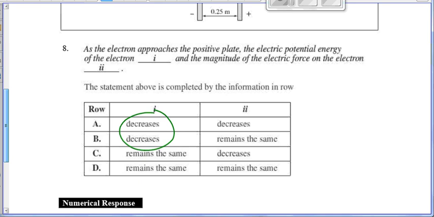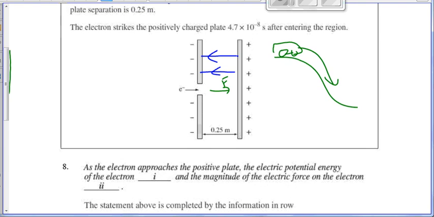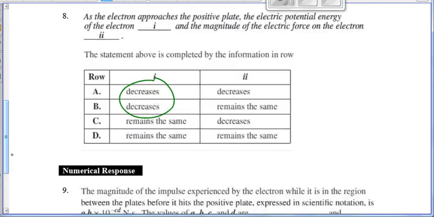All right, what about the force? Oh, that's a good question. What about the force? How is that affected as it goes across the gap? We know the force on this particle in between these plates is qE. And we know that E is a uniform field, right? If E isn't changing, then what happens to F? It doesn't change either. So the force stays the same. So the potential energy decreases, the force remains the same.